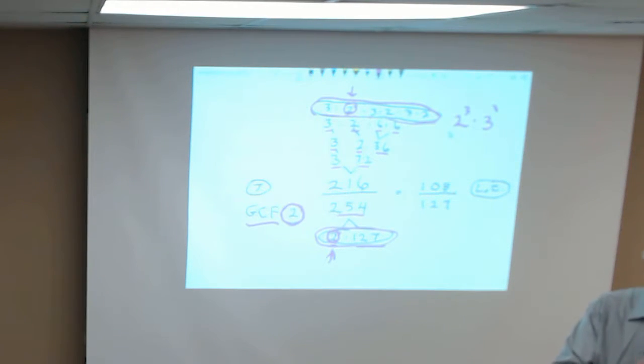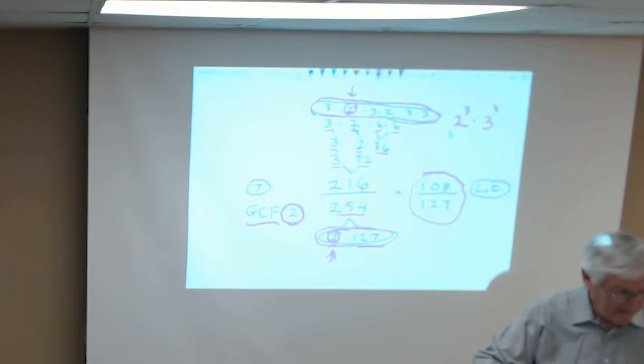Then I use that to reduce it. If I divide 216 by 2, I get 108. If I divide 254 by 2, I get 127. And that's the answer. That's reduced to lowest terms because I've factored out the greatest common factor for the two numbers.